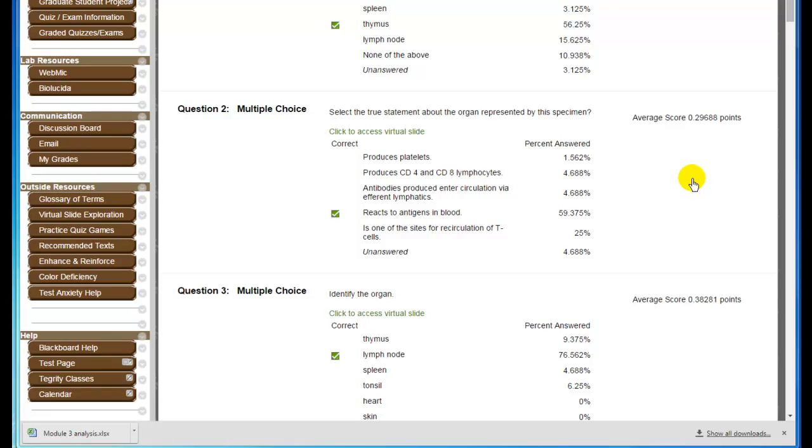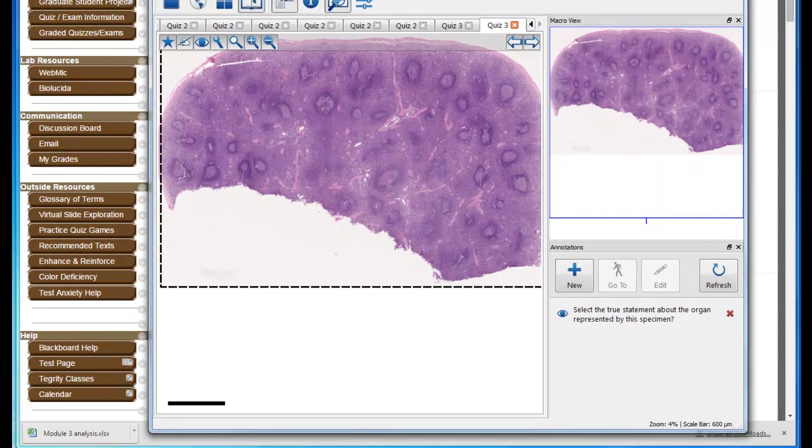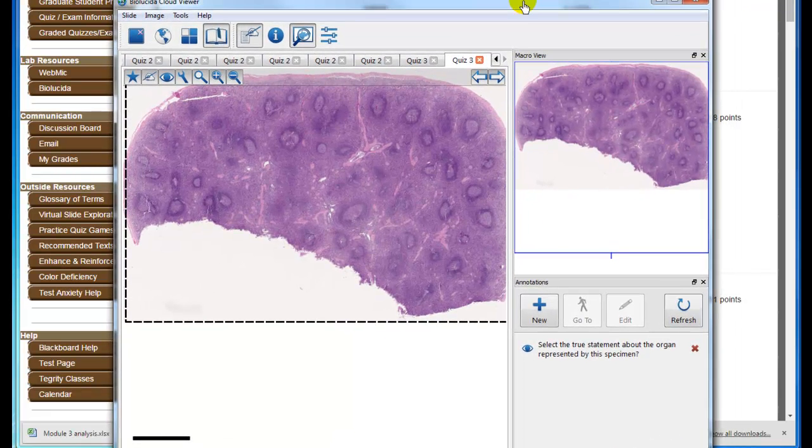So this question now: select the true statement about the organ presented. So you've got to identify the organ. Well, it actually was the spleen. And the spleen reacts to antigens in blood. So this is a case where you have to identify the organ, which was spleen.